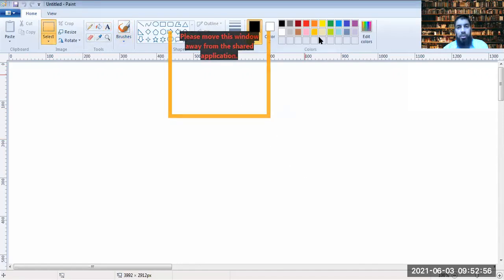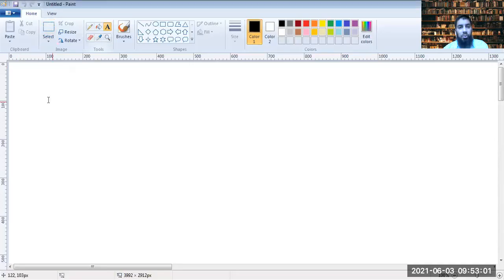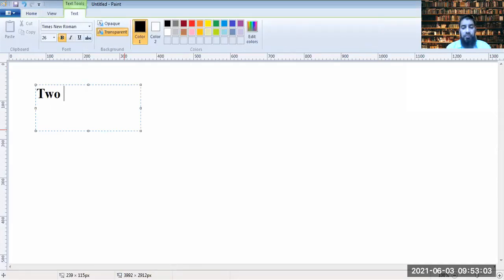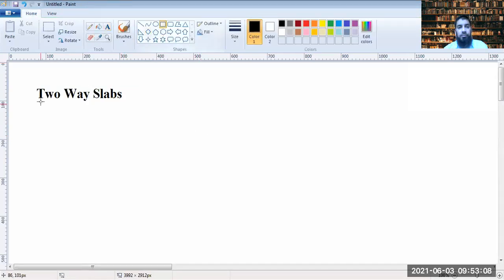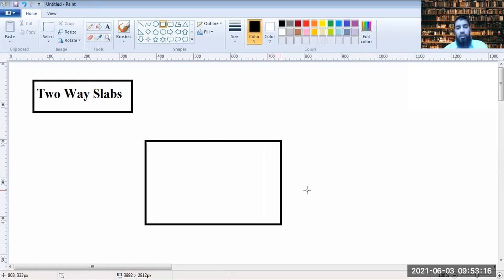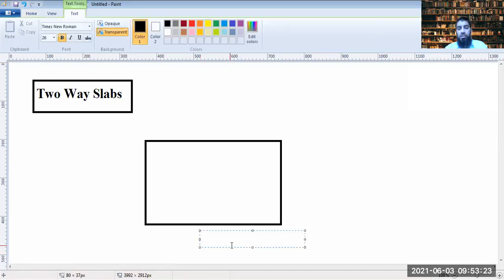So, in today's lecture, we are going to discuss two-way slabs. Now, a two-way slab is a slab which I mentioned already. It has L, one of the dimensions, although it can be greater than the other dimension, but the aspect ratio has to be around or less than 2.